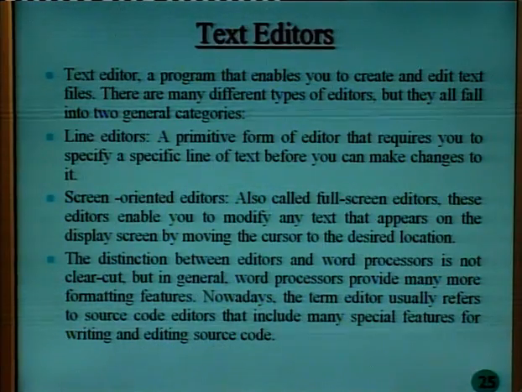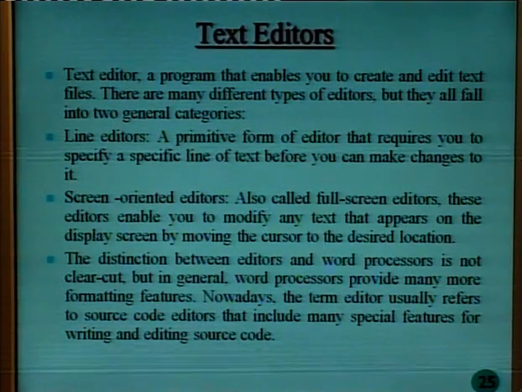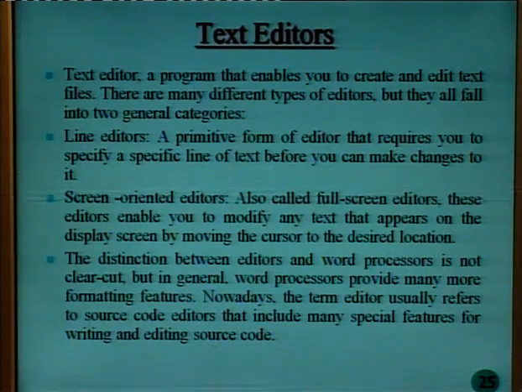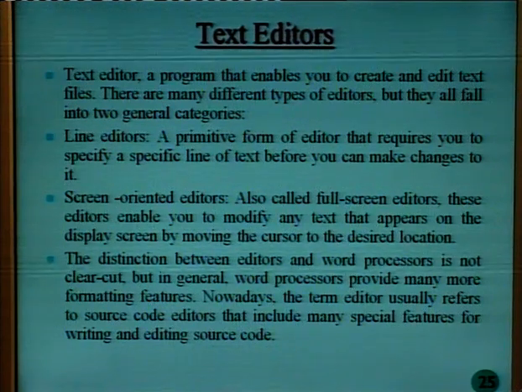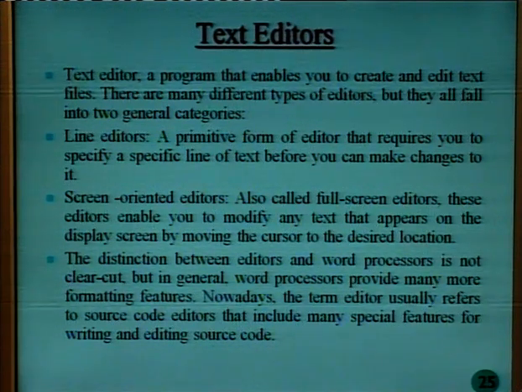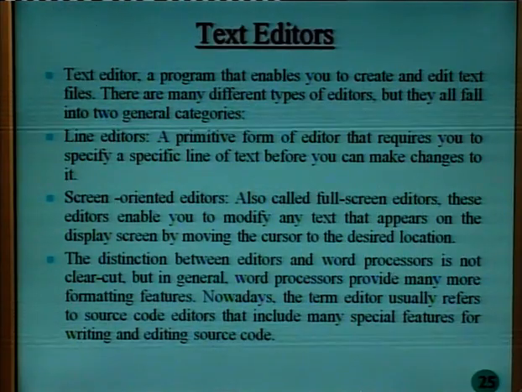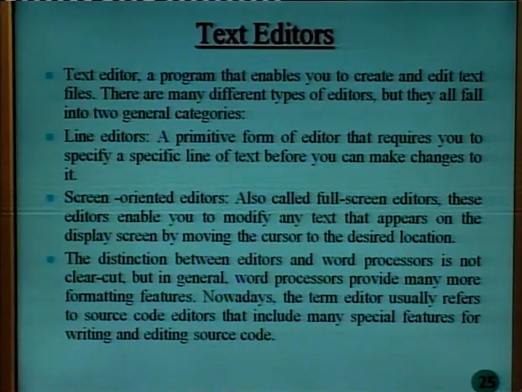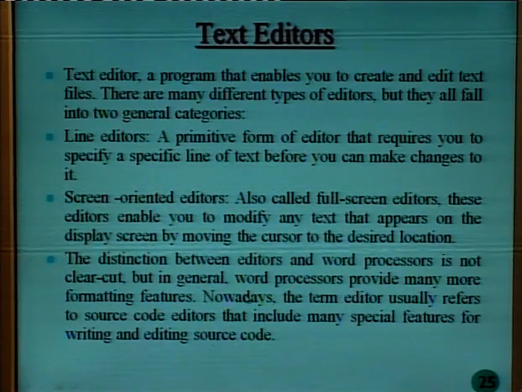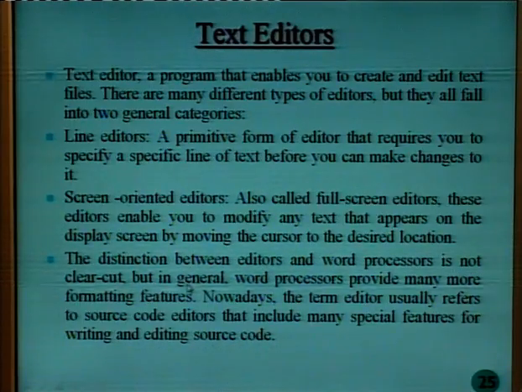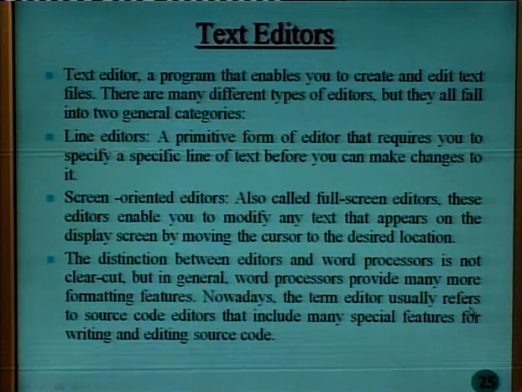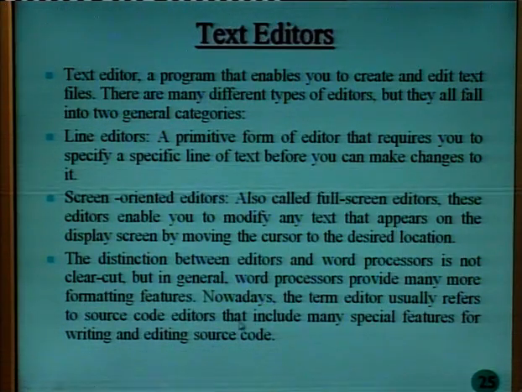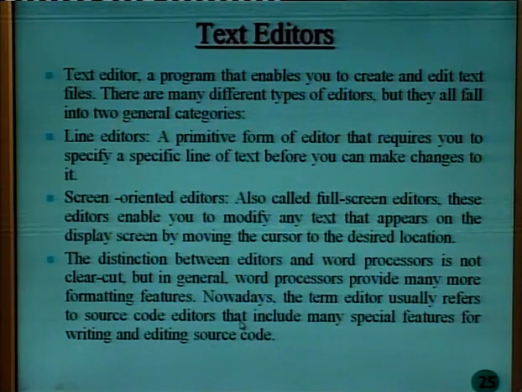Line editors are a primitive form of editor that require you to specify a specific line of text before you can make a change. So we need to define the line that we want to edit, and with a screen editor, with the help of cursors, we can edit or modify the text. And between a word processor and an editor, the distinction is not clear cut. A word processor provides many more formatting features. Nowadays the term editor usually refers to a source code editor that includes many specific features for writing or editing code.